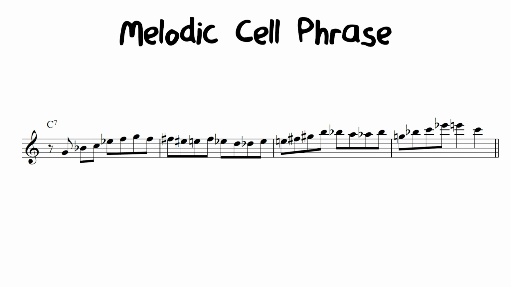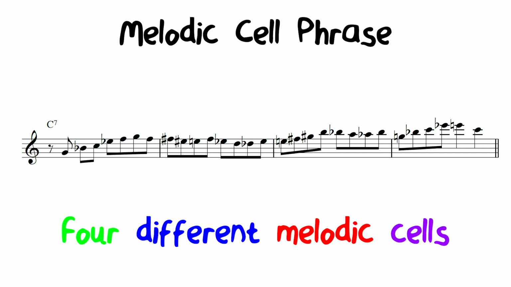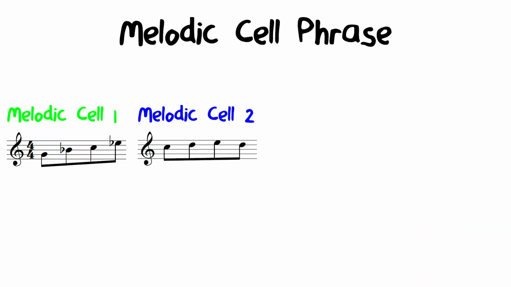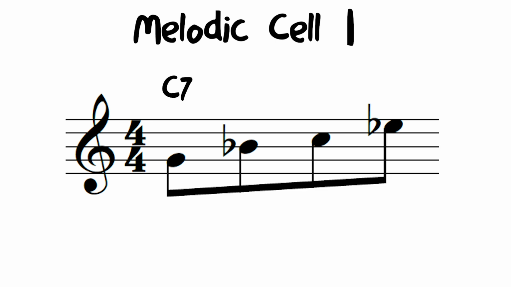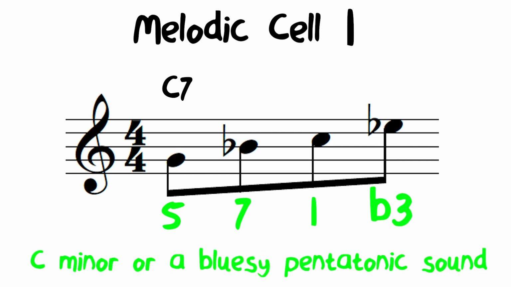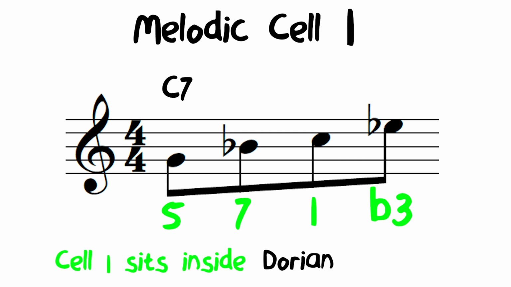The way this phrase works is it's actually just composed of 4 different melodic cells. Here's all the individual melodic cells if they were to just fit inside C7. But you'll see what we do in this line is we move them to different areas in order to create tension and release. So cell 1 is G, B flat, C, E flat. The way I would think about this cell is it's essentially 5, 7, 1, and flat 3 of C minor, or a bluesy pentatonic sound. That's because if you use the reference of a C Dorian scale, it falls nicely in that sound, but it also falls inside the blues scale or the pentatonic sound.